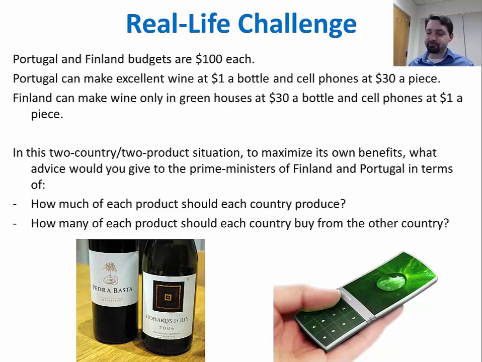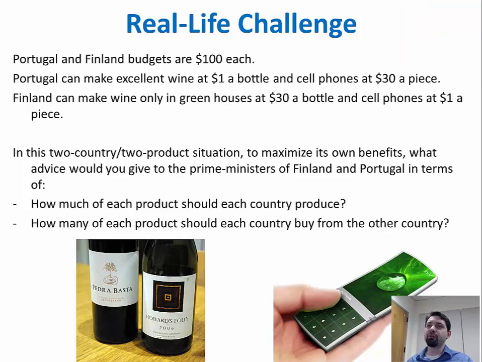What should I buy? Now pause and think about your answer, and if you are like most, no doubt that you have the answer right away. I mean, clearly Finland will be better off by making cell phones, selling cell phones, using the money to buy wine, and so by doing so they will have more wealth, will be able to consume more products than if they decided to make both products. And the opposite is true for Portugal.